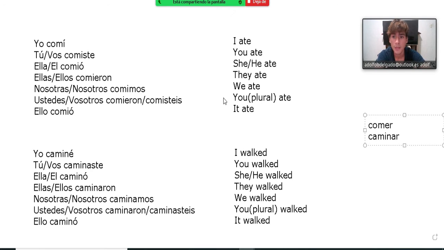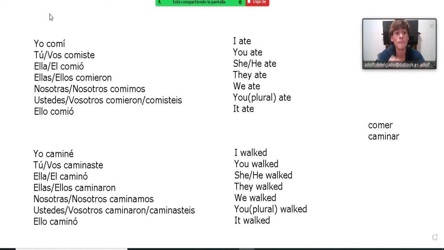We're going to start with comer. So you remember that in the last video, in the first part, all you had to learn was estaba, estabais, or estaban. But in this case, you have to conjugate the verb now. So we have comer.